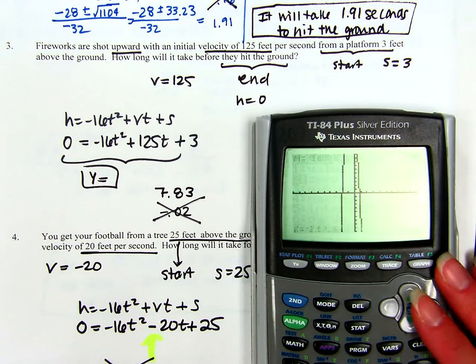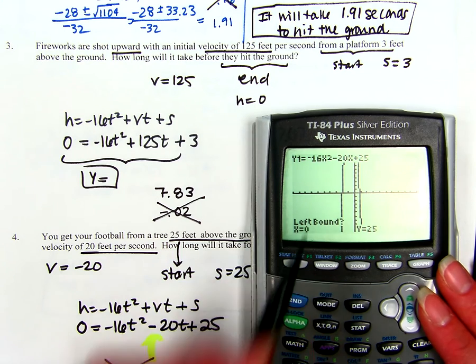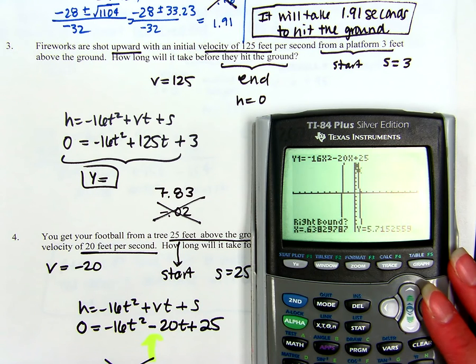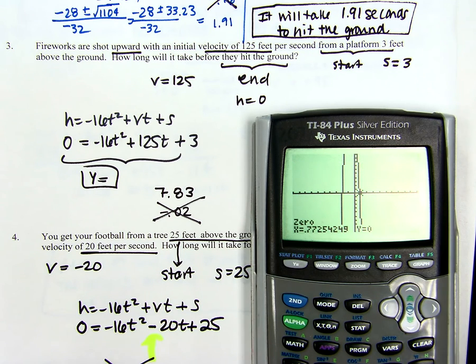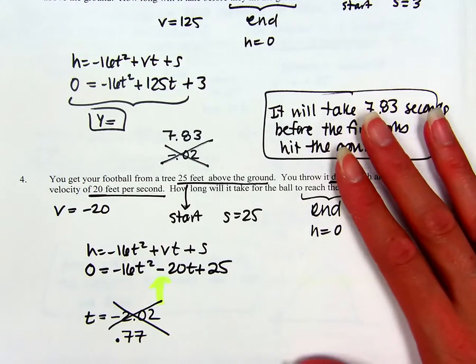So if I do it again, if you don't like typing in the numbers, just move your cursor. You can do that. But I could tell that's between like 0 and 2. It's really close to 1. If you need to see your cursor, you can do that. Okay, so we have 0.77. So the answer that makes sense is only the positive answer.